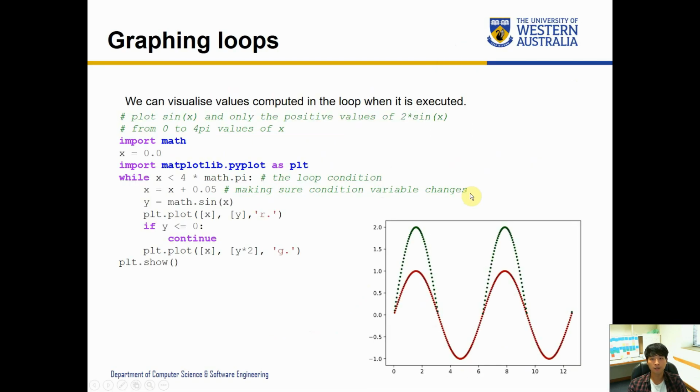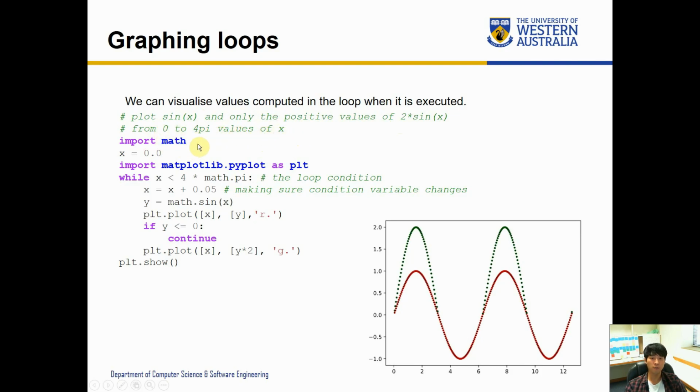Okay, all right. So now let's look at graphing loops. As we mentioned before, all we need to prepare for visualization is the data set and potentially its corresponding X values. So this time we're going to try plotting some equations. For instance, plot sine x and only the positive values of 2 times sine x, from 0 to 4 pi values of x. So that's what we're trying to do.